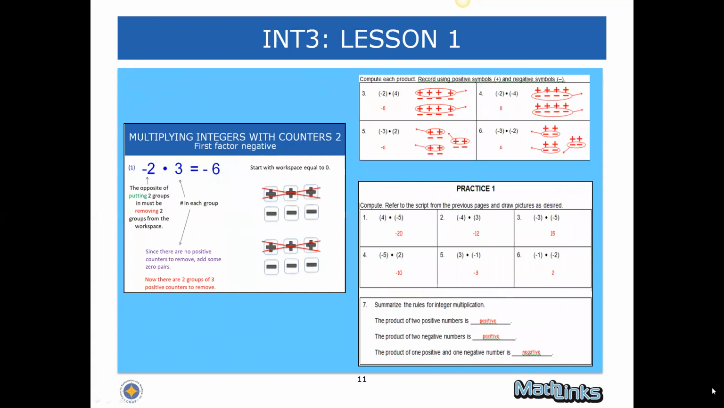The focus of Packet 3 is integer multiplication and division. Lesson 1 extends the counter model to develop the rules for multiplying integers.